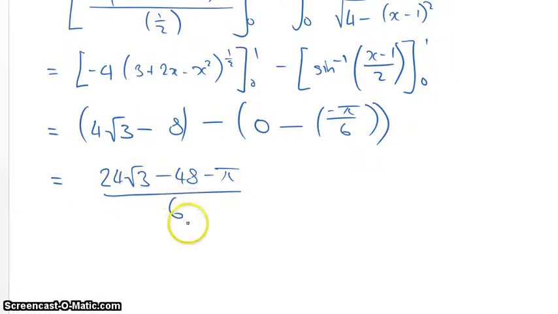So to answer the question where a and b are constants to be found, therefore a is equal to 24 and b is equal to negative 48. And we're done.